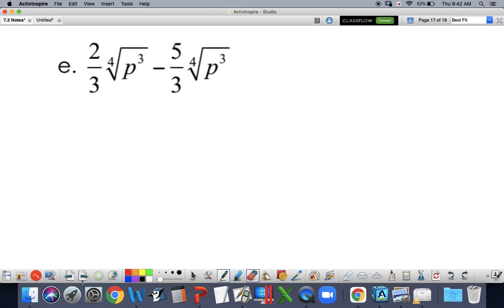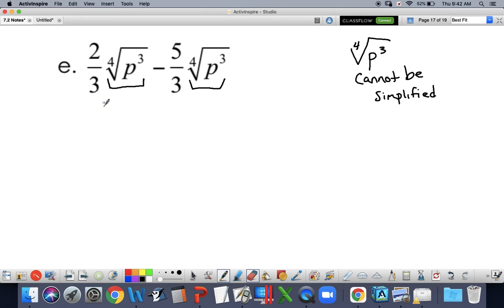Goodness gracious here. Well, I'm subtracting, so this aligns to the previous learning target that we had with 7.2, adding and subtracting. I look and I have exactly the same radical here. Now, the 4th root of p cubed, that cannot be simplified, right? That is already as simplified as it can get. In order for 1 p to be able to come out, I need to have 4 p's under the radical, and I don't. So all I really need to do is remember those adding and subtracting rules that tell me subtract your outsides and keep the insides.